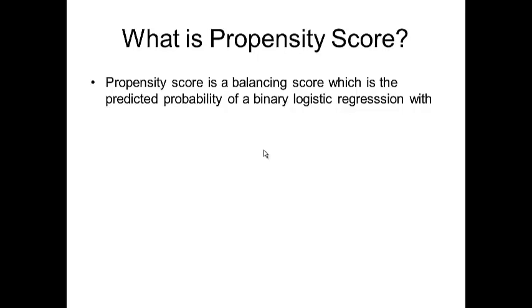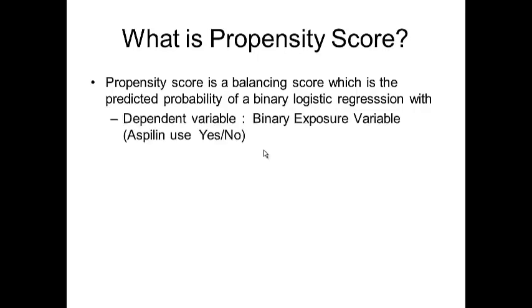A propensity score is a balancing score, which is a predicted probability of a binary logistic regression where the dependent variable is use of the drug, which is the main exposure variable. So here, if you build a logistic regression where the outcome is aspirin use, yes or no, and the independent variables are all possible confounders, the predicted probability of that logistic regression is the propensity score. And this is the mathematical definition. So let's look at a more ordinary example.